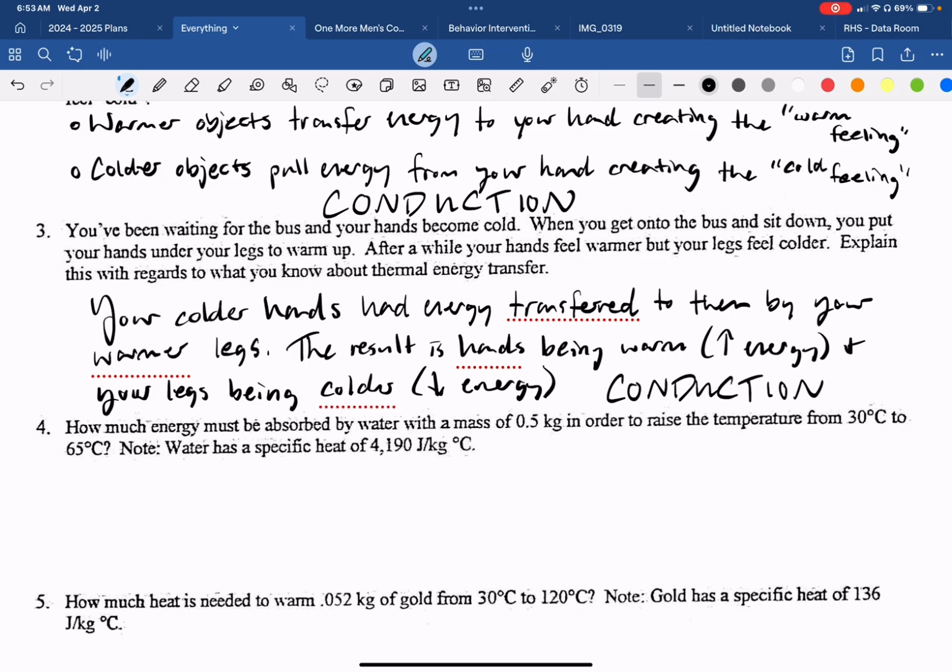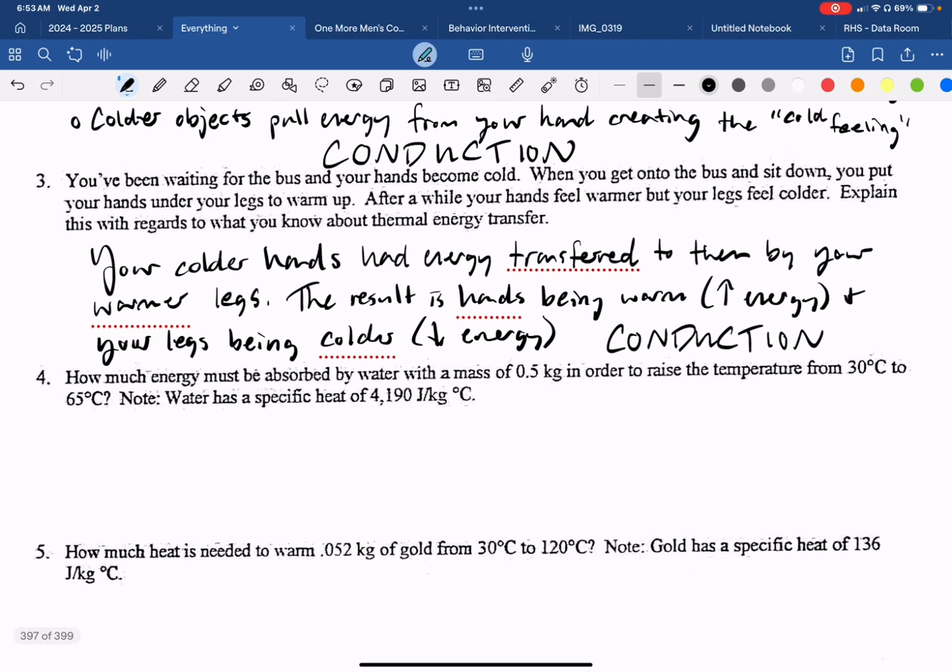All right, number 4 says, how much energy must be absorbed? So we're getting into the math here, the specific heat type math. How much energy must be absorbed by water with a mass of 0.5 kilograms in order to raise the temperature from 30 to 65 degrees Celsius? Note water has a specific heat of 4,190 joules per kilogram degree Celsius.